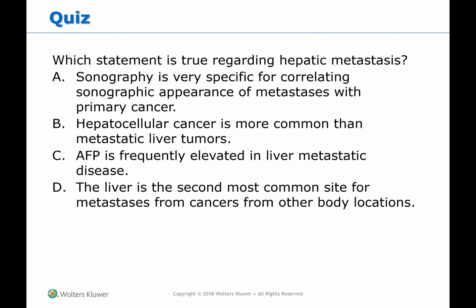Which statement is true regarding hepatic metastasis? Sonography is very specific for correlating sonographic appearance of metastasis with primary cancer. Hepatocellular cancer is more common than metastatic liver tumors. Nope. AFP is frequently elevated in liver metastatic disease. Nope. The liver is the second most common site for metastasis from cancers from other body locations. Absolutely, yes.